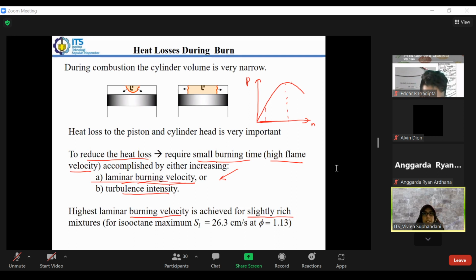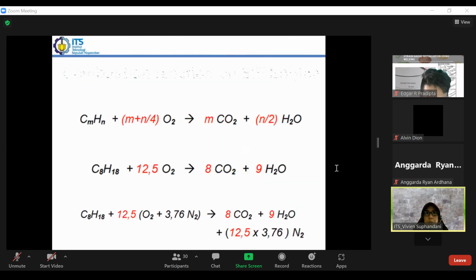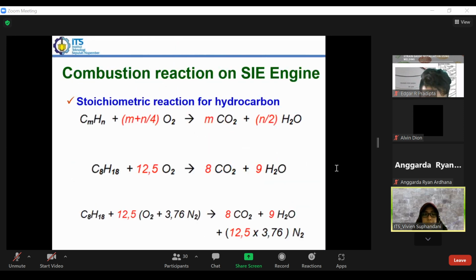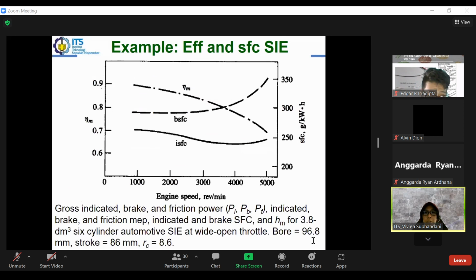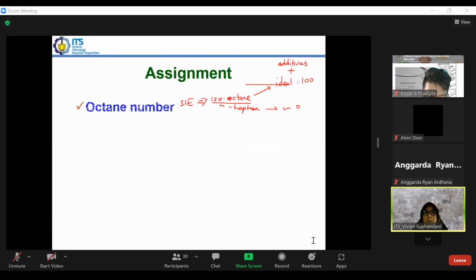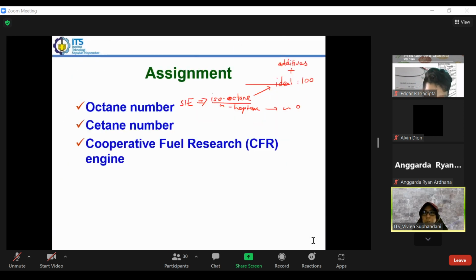All right. If there is no question, that will be the explanation of the SI engine, or the gasoline engine. Now we will continue on the next question, which is about cetane number. We have done some studies on cetane number for the assignment, and we will discuss that. Cetane number deals with the diesel engine. Before we discuss it, we will see how the diesel engine works.